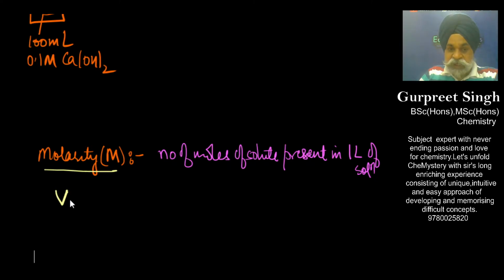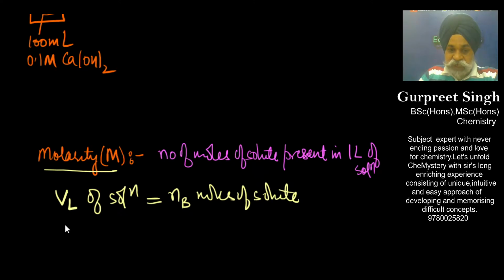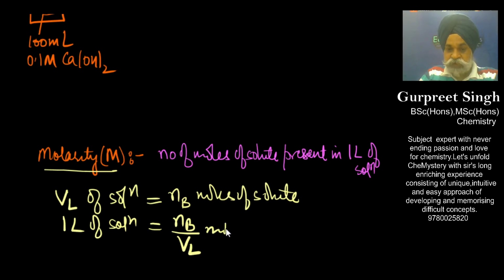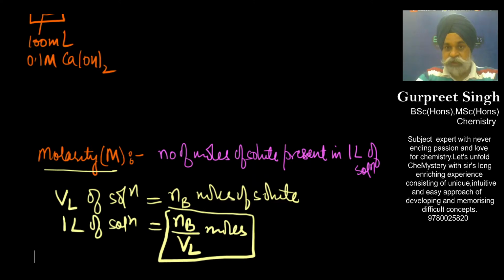So how do I define it? If I have V liter of solution, which is containing some n number of moles of solute, and I take 1 liter of solution, how many moles are there in it? It is n upon V. So this much number of moles of solute are there in that solution. This is its molarity. In books you would find molarity written as the number of moles upon volume of solution in liter. So this we get per liter because it is for 1 liter.